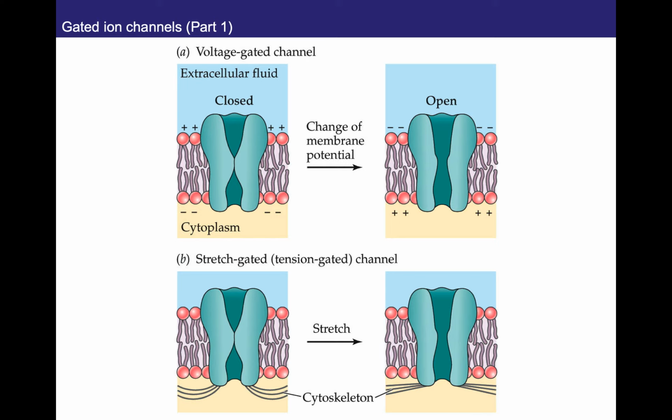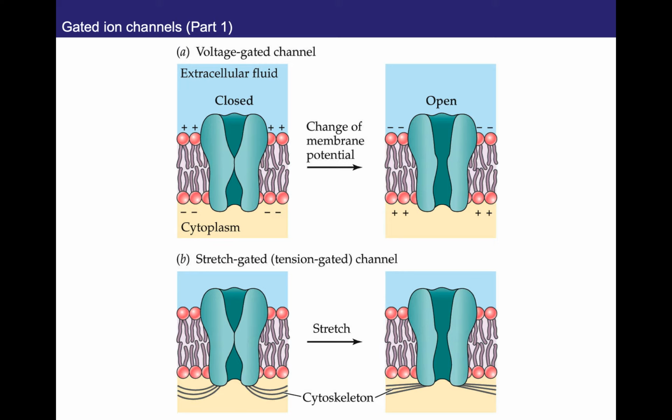All right, mechanically gated channels are also called stretch-gated or tension-gated. They have elements on the channel that are attached to cytoskeletal elements. So if I took a pipette and pushed down on the cell, it stretches it and opens it. So what other scenario could open up a mechanically gated channel? What if you dropped a cell in a hypotonic solution? What's going to happen? It's going to swell, and it's going to open up these channels.